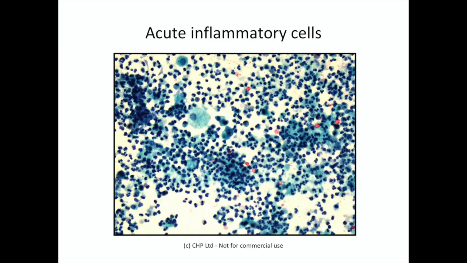What you would expect to see, apart from any organisms themselves, which would normally be bacteria, are acute inflammatory cells, neutrophil polymorphs, and macrophages. This should be an easy diagnosis to make because in a normal aspirate there should be no neutrophil polymorphs at all.